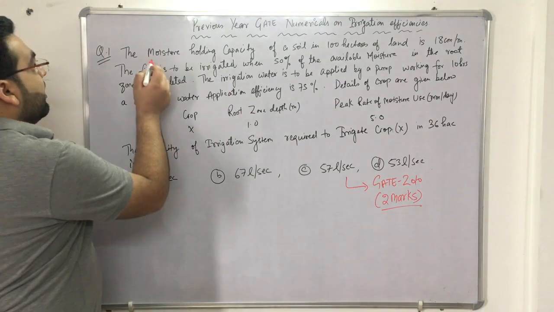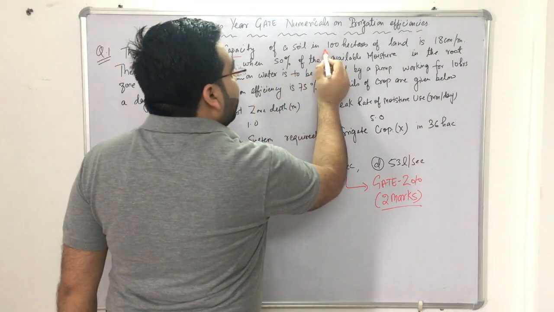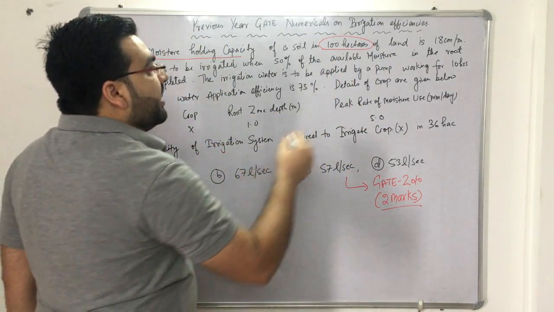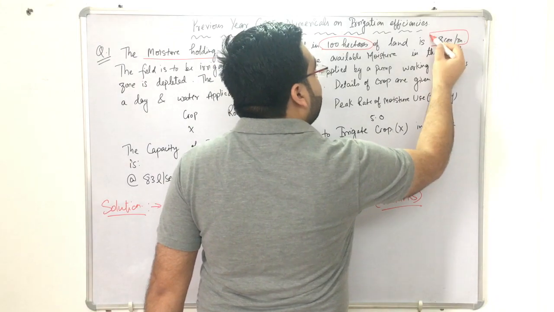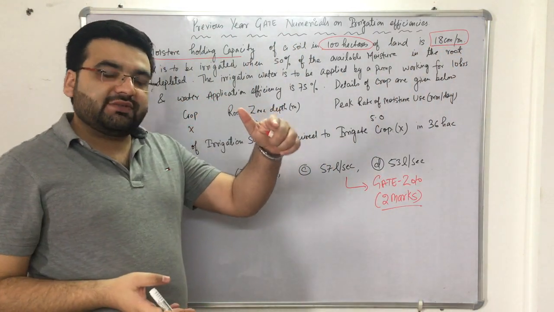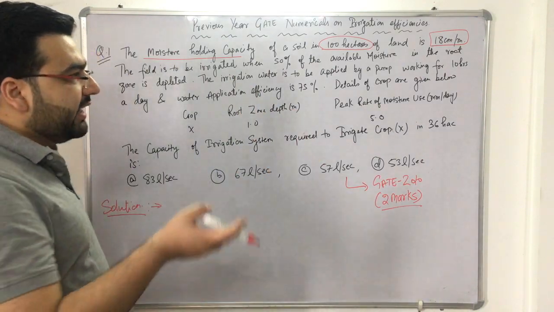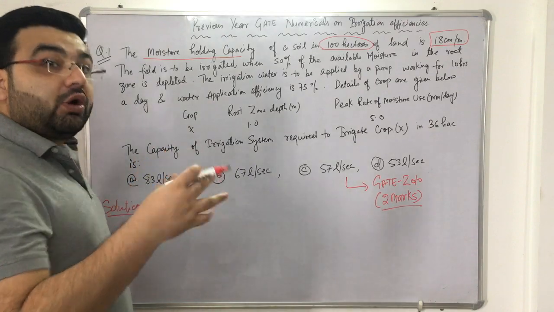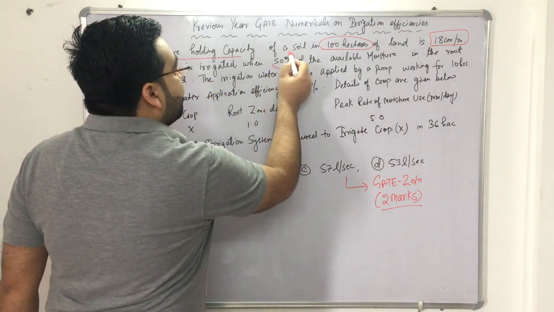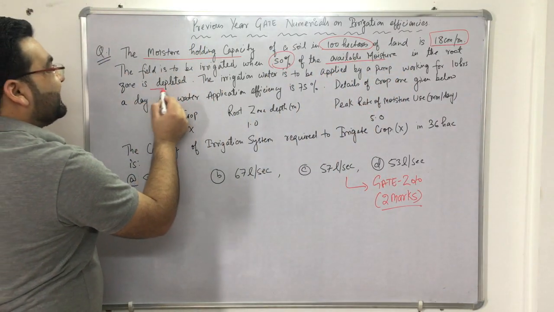The numerical is: the moisture holding capacity of a soil in 100 hectares of land. So the area of land is 100 hectares, and the capacity is 18 centimeter per meter. Let us say if the total depth of the soil is 1 meter, then up to 18 centimeter the depth of the water will be 18 centimeter. That is, it can hold water only up to 18 centimeter. Simple. The field is to be irrigated when 50% of the available moisture in the root zone is depleted.